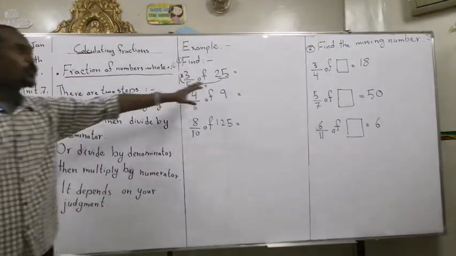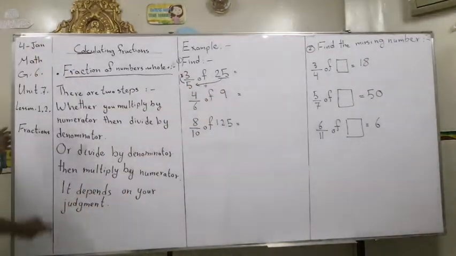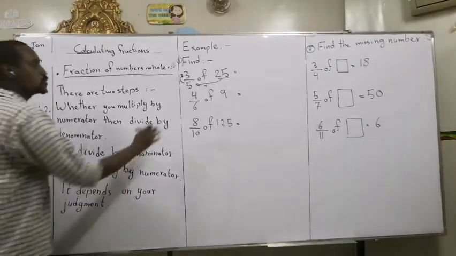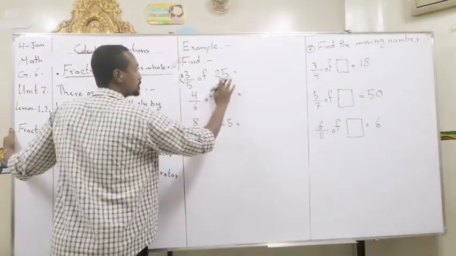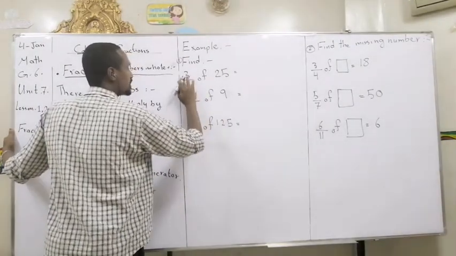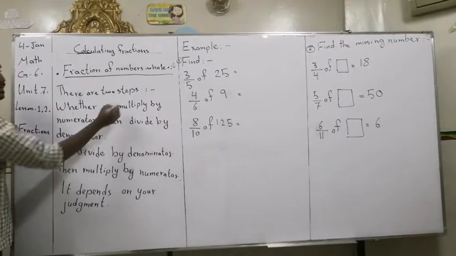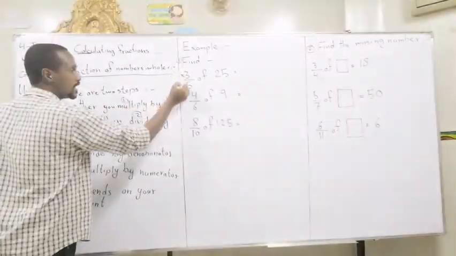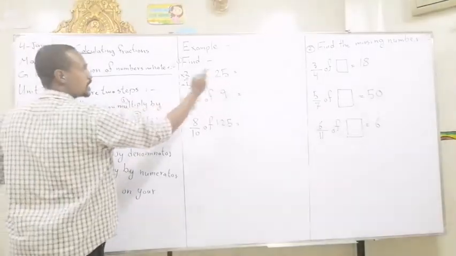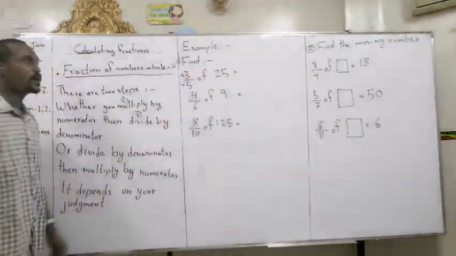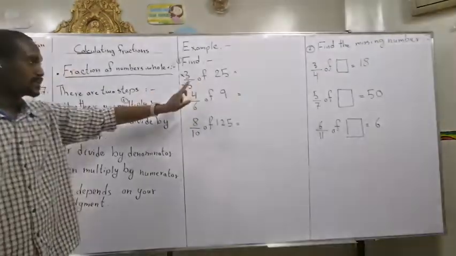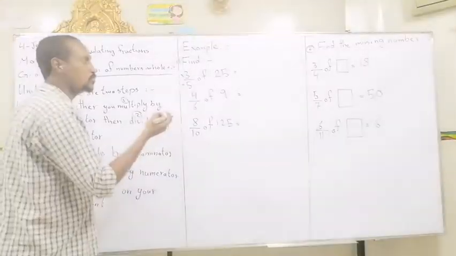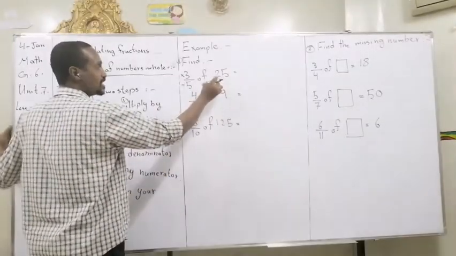So which one am I going to use? It depends on your judgment. Which one do you like to do? It's up to you. Let's have an example for this rule. Multiply, then divide, or divide, then multiply. 25 times 3, then divided by 5, or 25 divided by 5, then multiply by 3. Let's see if it is going to be the same answer or not.